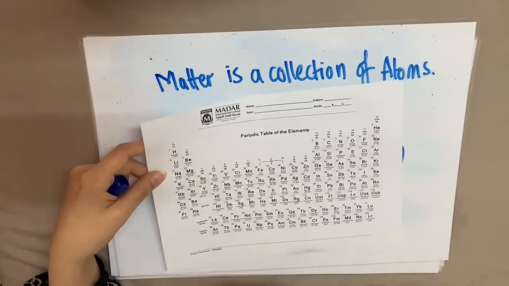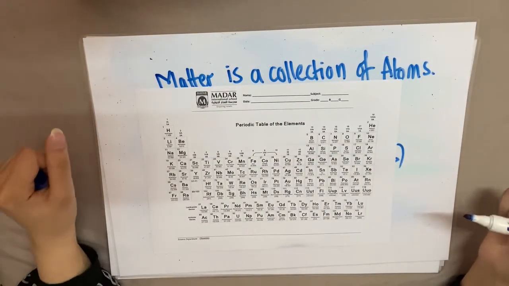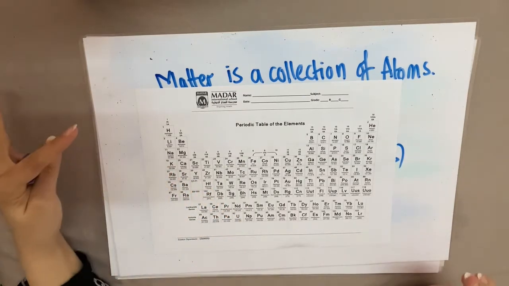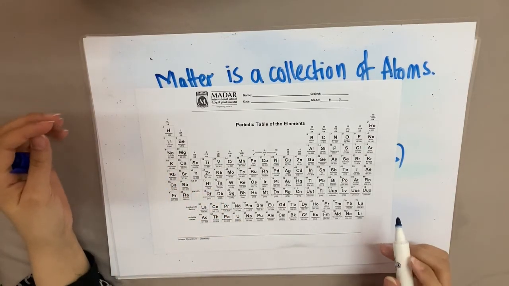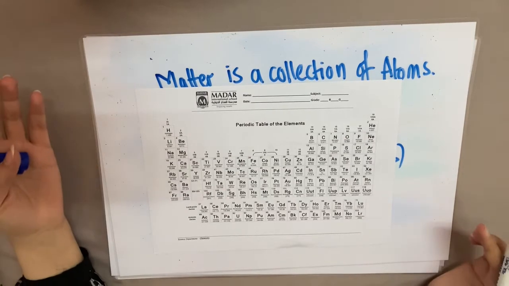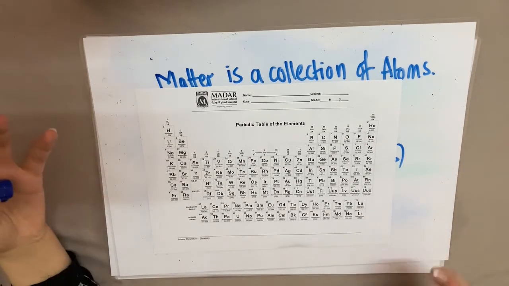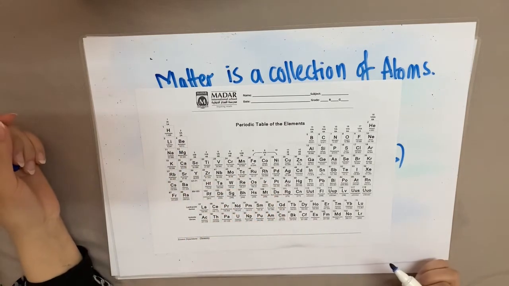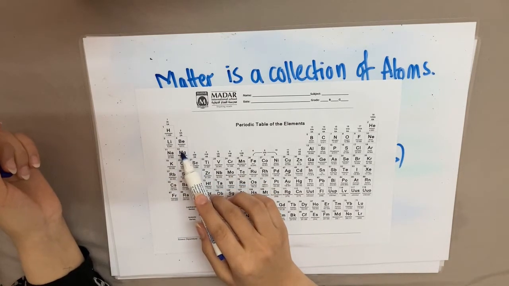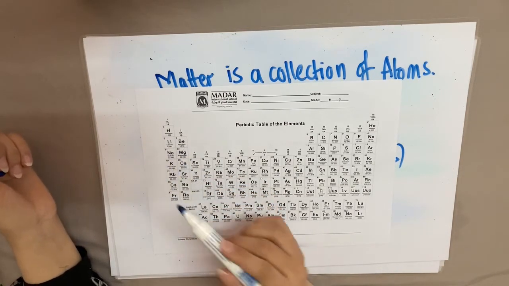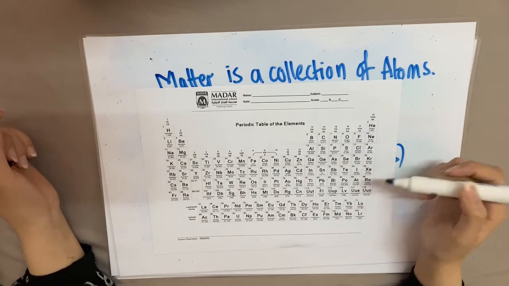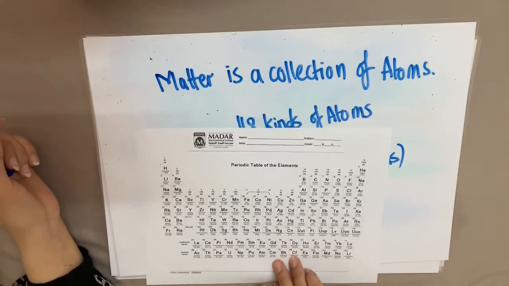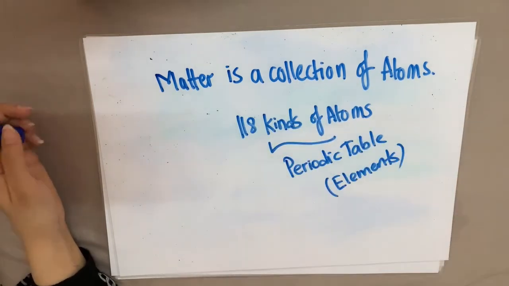This is a picture of a periodic table. Next week we're going to go into its details. But what I need you to know for now is that there were 118 kinds of atoms. We call them elements. And they are placed in the periodic table. We have beryllium, magnesium, sodium, calcium, potassium, oxygen, nitrogen, carbon, fluorine, chlorine, bromine. All these are elements in the periodic table.